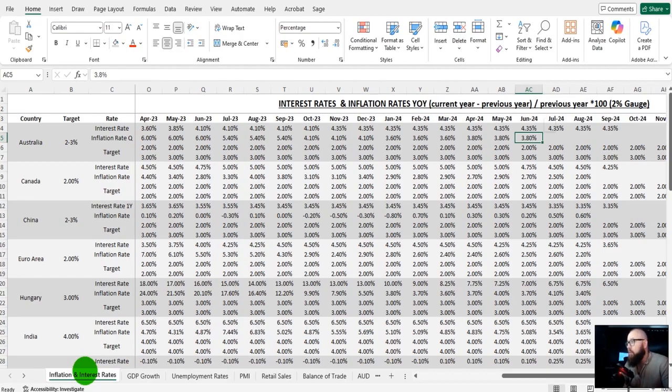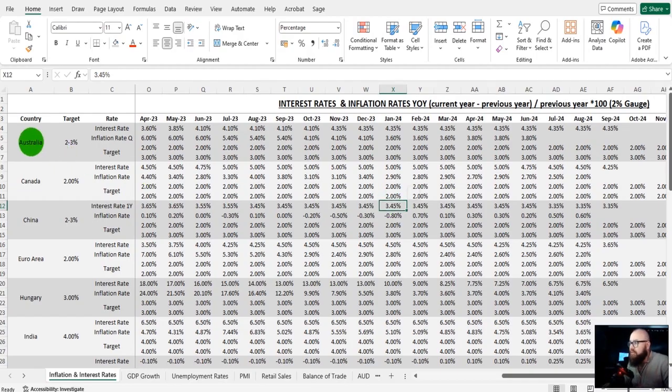Obviously they do. But when it comes to currency trading, interest rates are a real key when it comes to fundamental analysis. So how does this work? Well, let's start off with inflation. This spreadsheet here, which you can download this whole template from my website, and I'll show you how to do that at the end of the video.